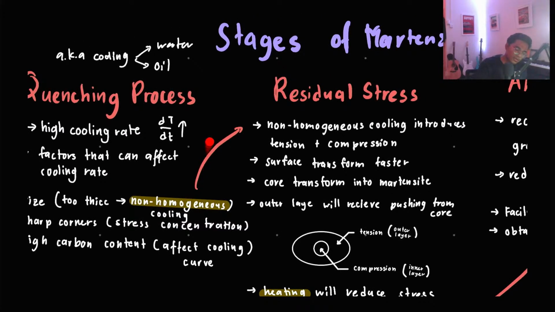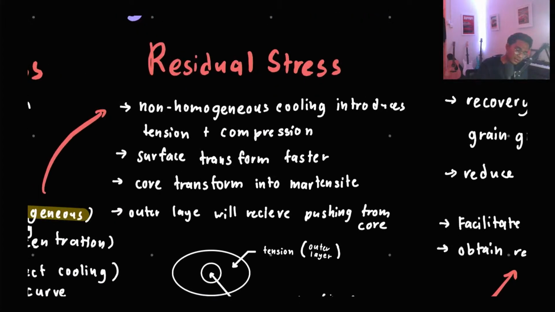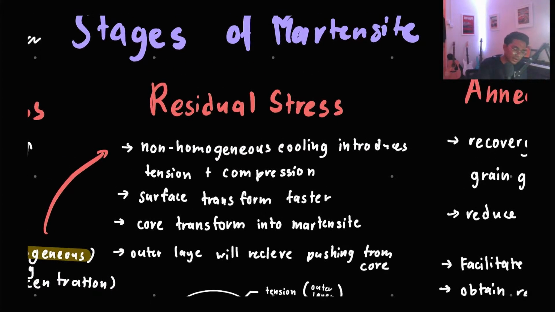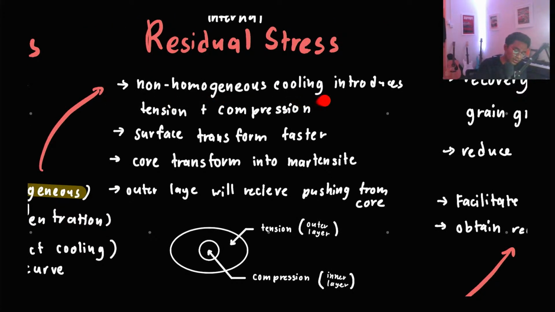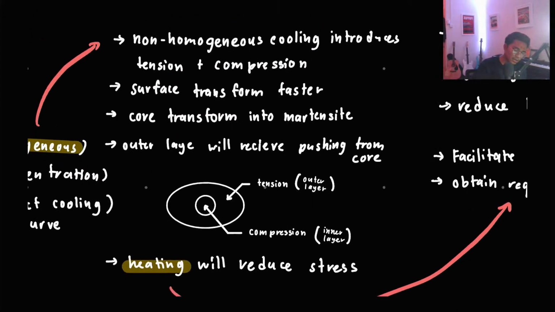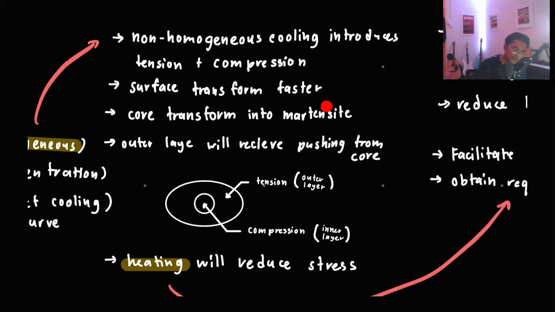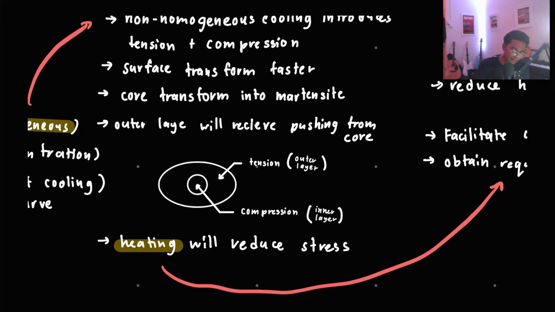So that brings us to our next stage, which is the residual stress. The residual stress is the internal stress introduced. So the non-homogeneous cooling introduces tension and compression. The surface transforms faster than the core. The core transforms a bit late because the heat is not dissipated quickly from the core compared to the surface.